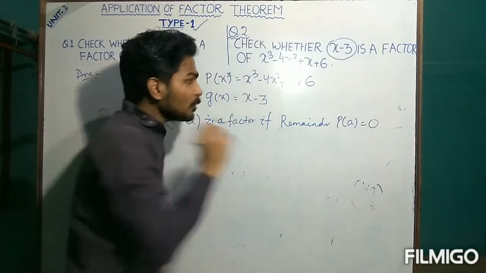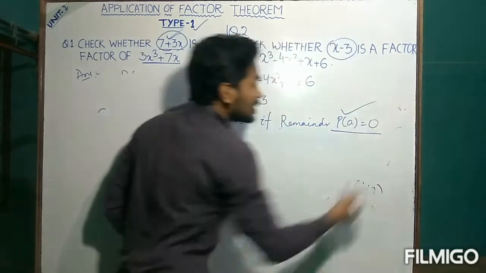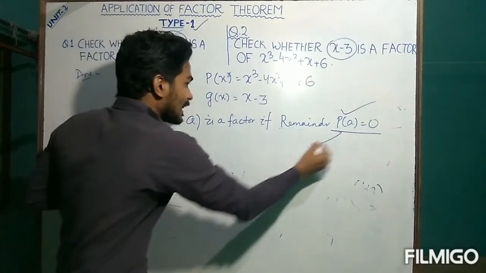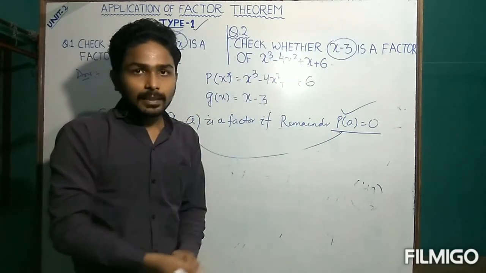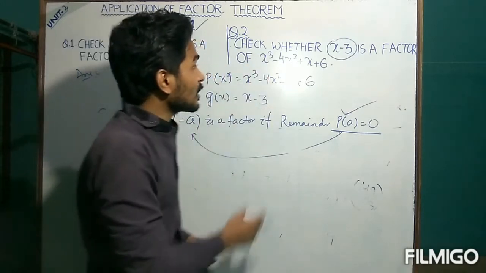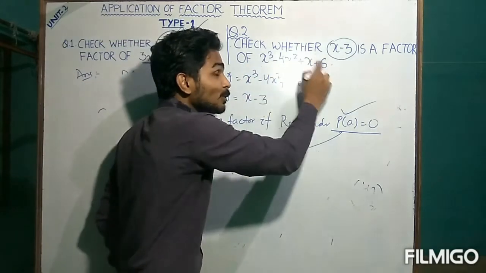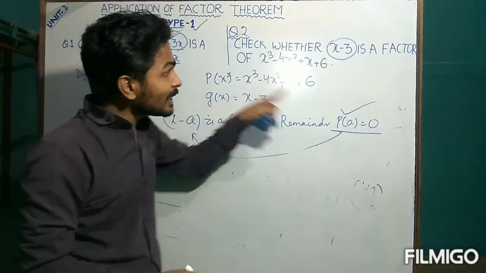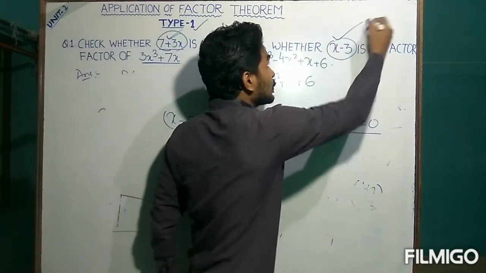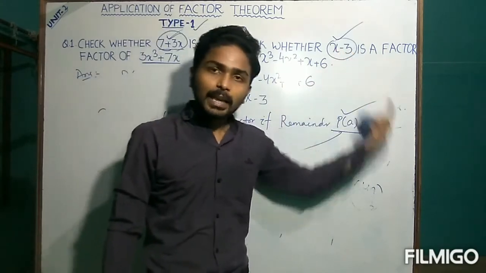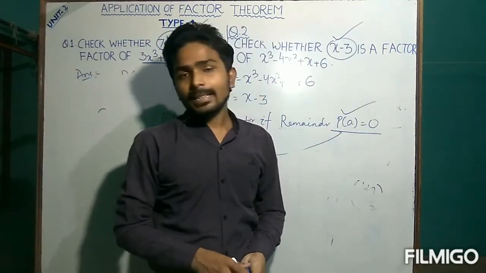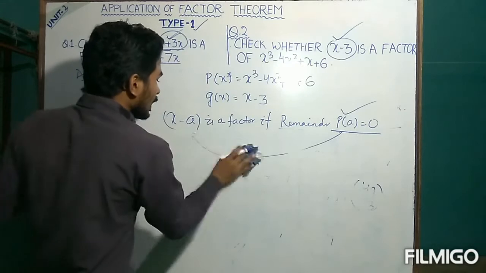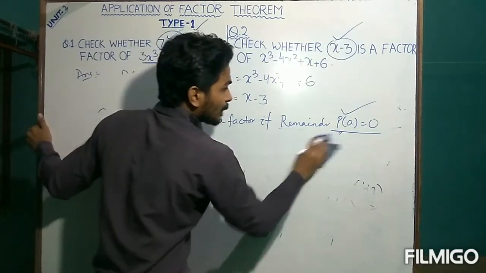That means if we can show p of a is equal to 0, then we can say yes, x minus a is a factor. Similarly, in this problem, first we have to show whether the remainder is 0 or not equal to 0. If it is 0, then it is true that it is a factor. If it is not 0, then it is not a factor. So let us find out the value of the remainder.